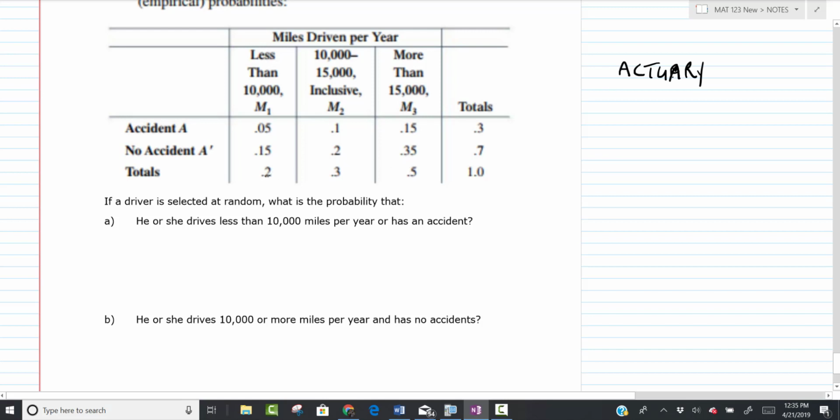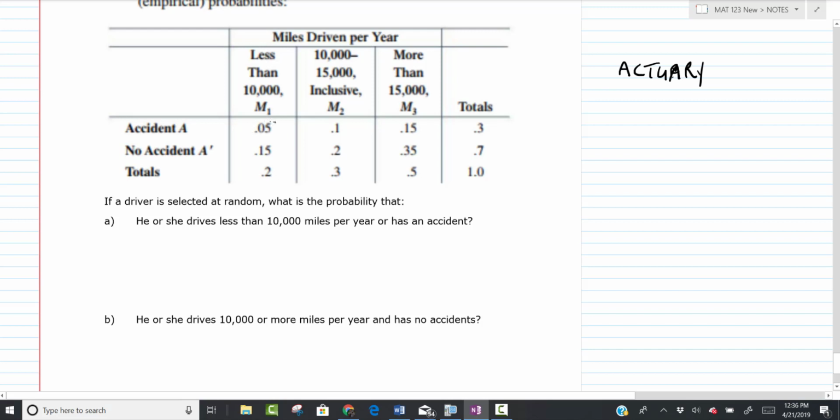So notice that these totals all add up to 1. 20%, 30%, and 50% adds up to 1. And then if you read it this way, these are the drivers that are involved in an accident. Out of this group that travel less than 10,000 miles, only 5% have an accident. Out of this group, 10% have an accident. Out of this group, 15% have an accident. So that's logical. The more you drive, the more likely you are to have an accident. And there are other factors too, where you drive, what kind of driver you are.